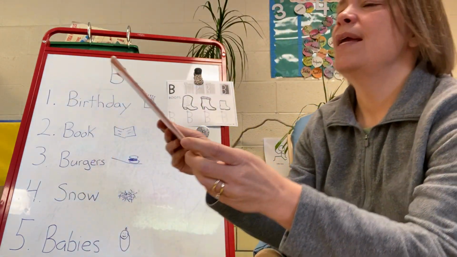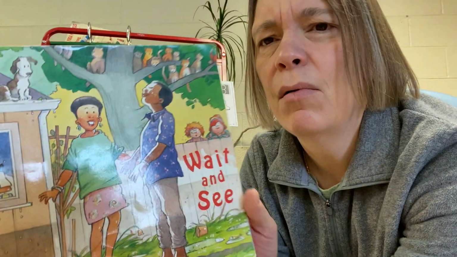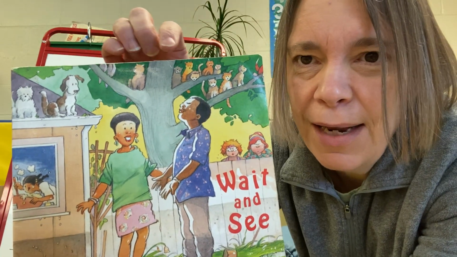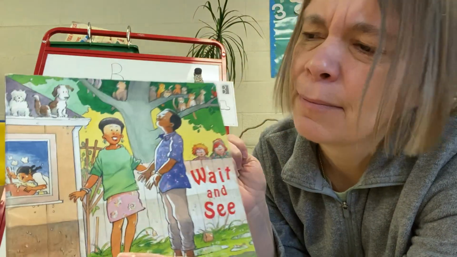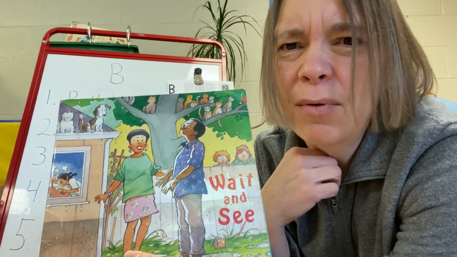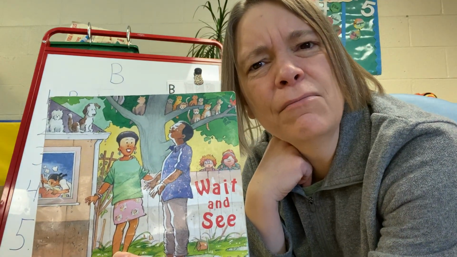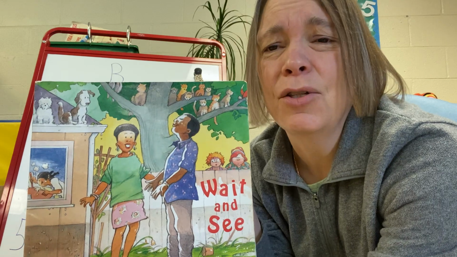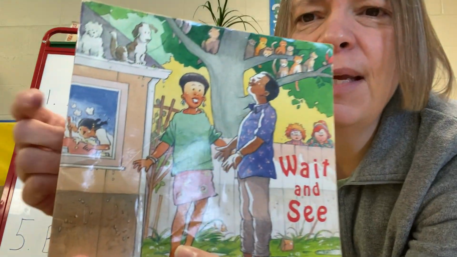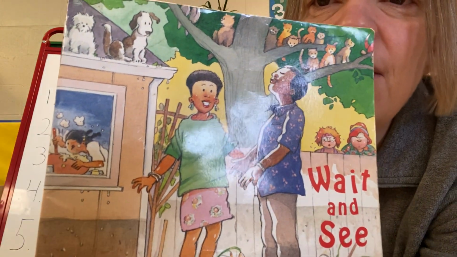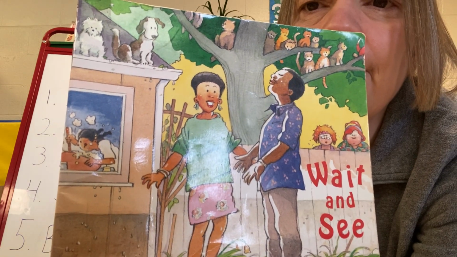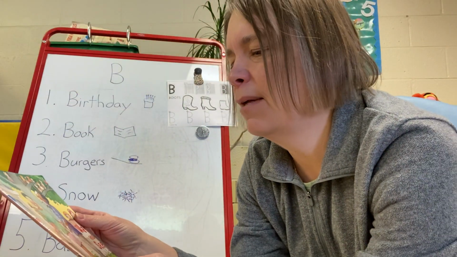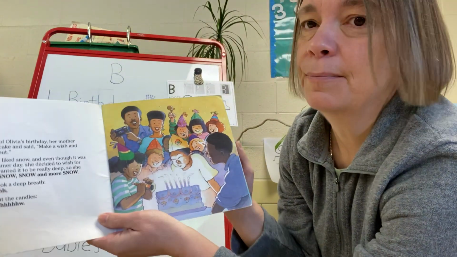So this is called Wait and See. Oh, on the front cover, I notice a lot of cats in the trees and dogs on the roof. Why would a dog be on the roof? I've seen cats in trees, but dogs on roofs? And what's happening inside? What do you think that little girl is doing? Looks like she's baking something. Maybe she's baking a birthday cake. Maybe she's making brownies. I don't know. Oh, her name is Olivia, and it's her birthday.